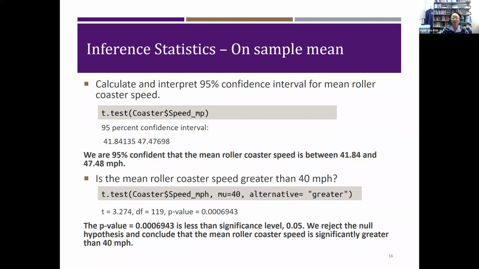Officially, we can say the p-value 0.0006943 is less than the significance level 0.05. We reject the null hypothesis and conclude that the mean roller coaster speed is significantly greater than 40 miles per hour.